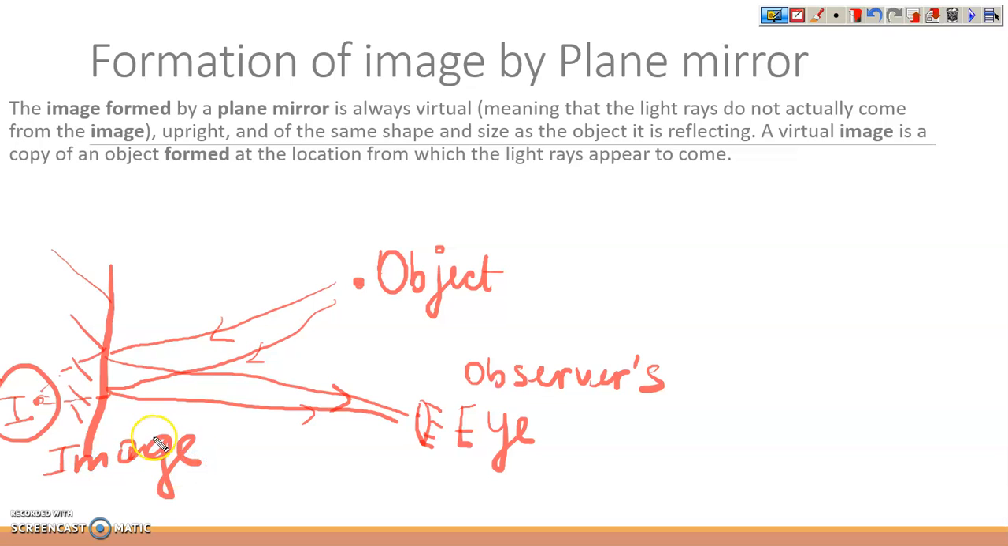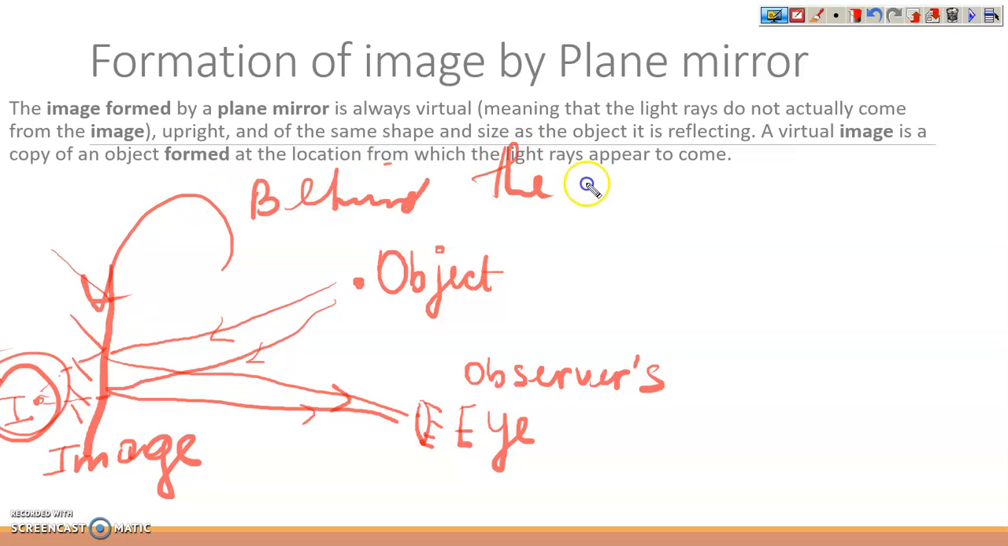Image is formed. When light rays from an object hit the mirror, after reflection they appear to meet at I here. Image is seen at I. Image is always formed behind the mirror. And the distance of the object, this, is always equal to this. Okay? Now let's move on.